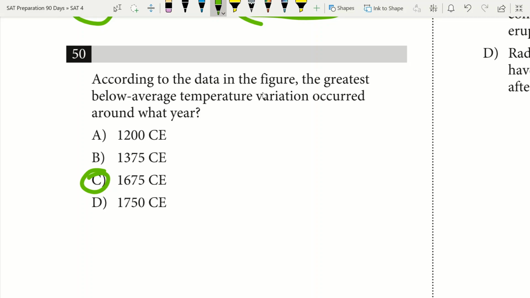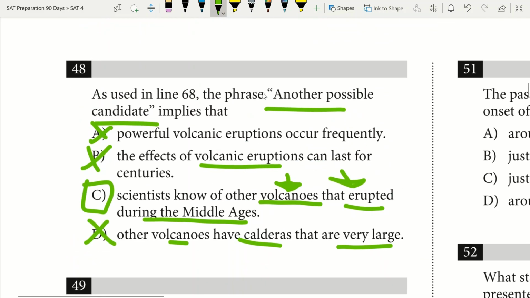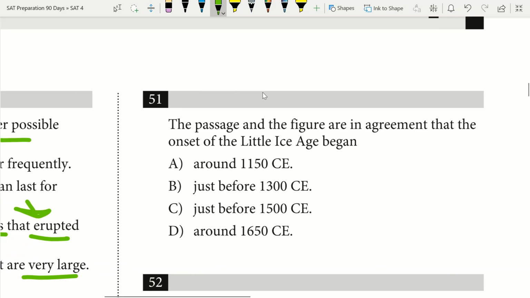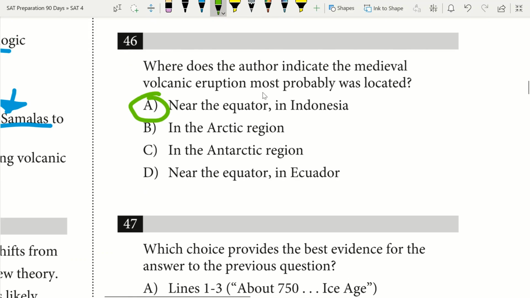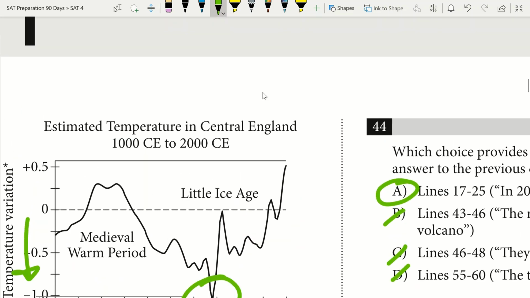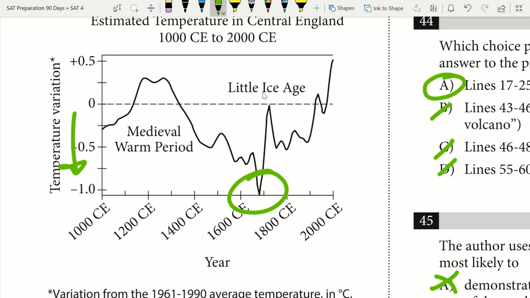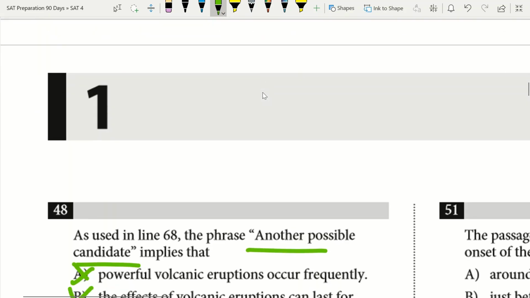All right, at this point, we go and move on to number 51. 51 says, the passage and the figure are in agreement that the onset of the Little Ice Age began when? Okay, well, let's take a look at this figure. So we have the onset of the Little Ice Age. We see that that's going to really start right around here, right? If we go down, that's where we move from that Medieval Warm Period into this Little Ice Age over here. So that's going to be just before 1400. It's right around 1350 to 1400 is what I'd be looking at there.